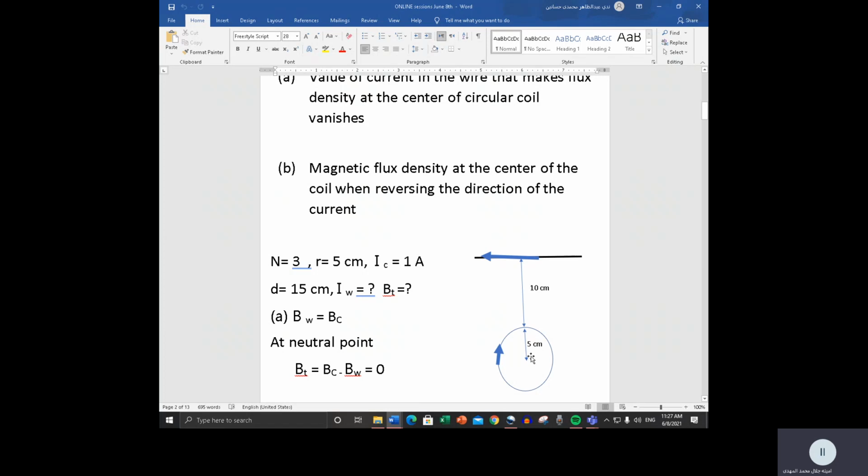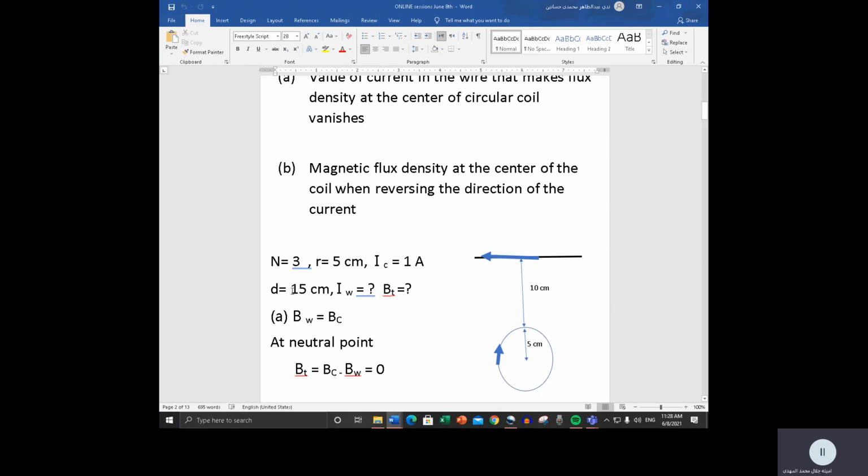He gave us the number of turns in the circular loop, 3 turns, and the radius 5 centimeter. He also said the I sub C, which is the current passing in the coil, is 1 ampere, indicated here. And the current passing in the wire, I put it I sub W. The direction is shown in the diagram, but I don't know its value. That's what's needed. I need to calculate the value of the current passing in the wire.